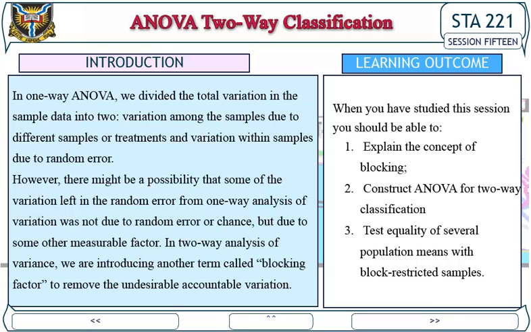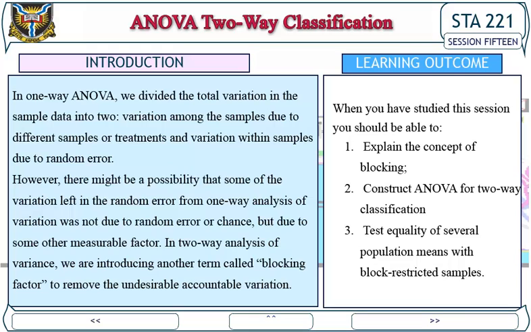However, there might be a possibility that some of the variation left in the random error from one-way analysis of variation was not due to random error or chance, but due to some other measurable factor. In two-way analysis of variance, we are introducing another term called blocking factor to remove the undesirable accountable variation.